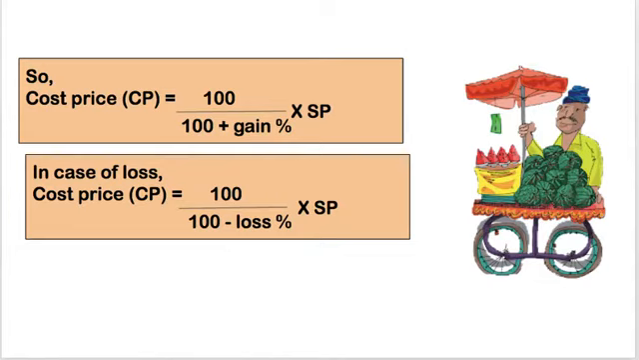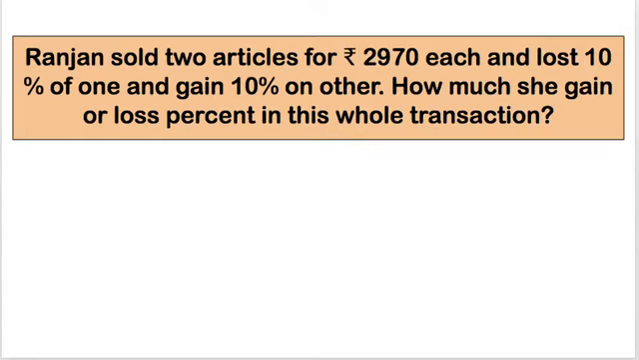ये चीज़ हमेशा याद रखना, गेन है तो वो ऐड होगी, बिकॉज गेन है, कुछ गेन किया है आपने. And when it is a loss, you need to subtract it. Very much clear now? So now let's go on to the next question.